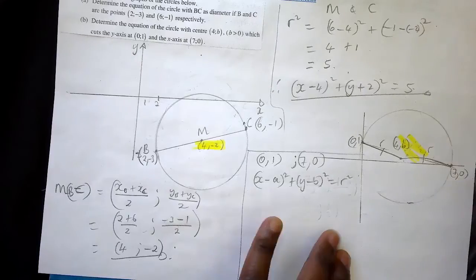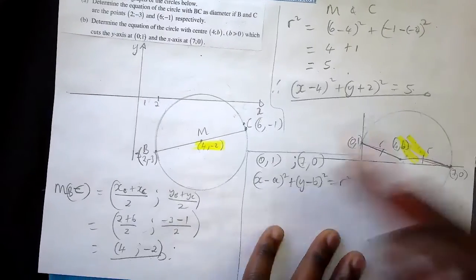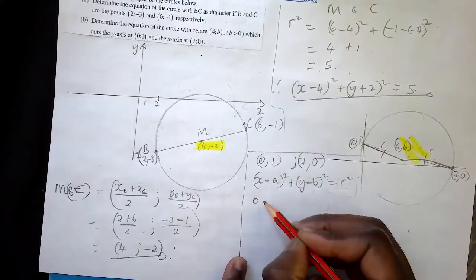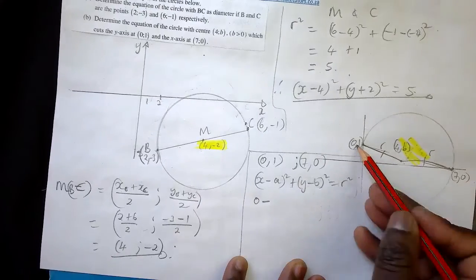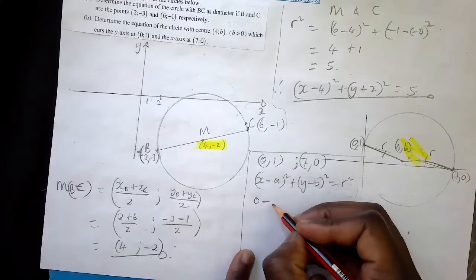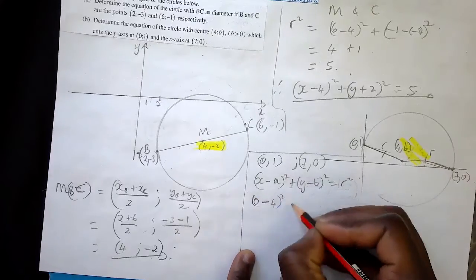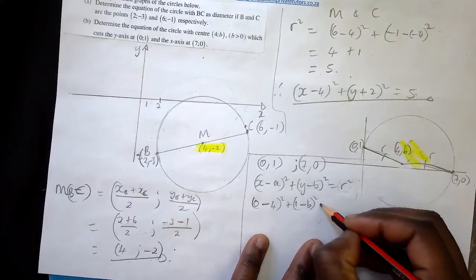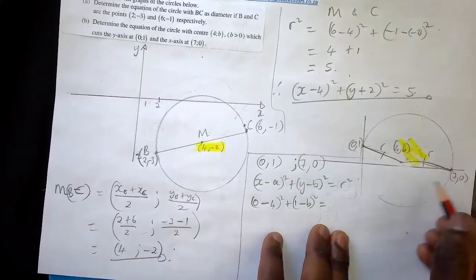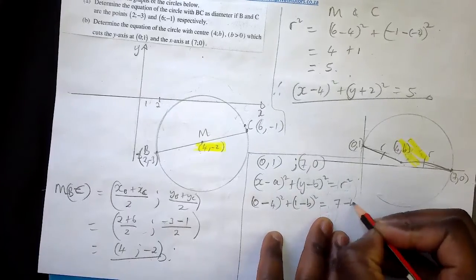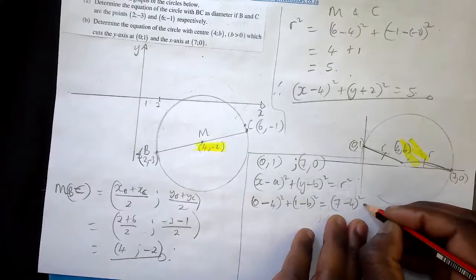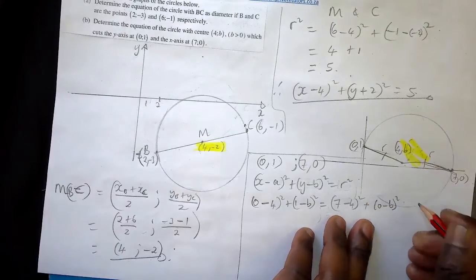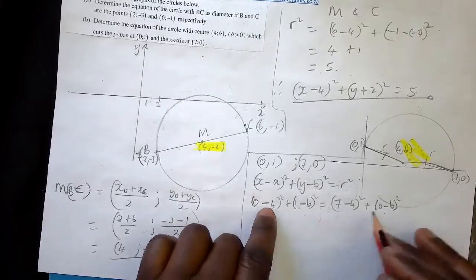So what do we do now? We want to use the values of the center. So we're going to calculate the distance between this point and the center. We're going to say 0 minus 4 squared plus 1 minus b squared is equal to 7 minus 4 squared plus 0 minus b squared. So these two are equal because the radius is equal.